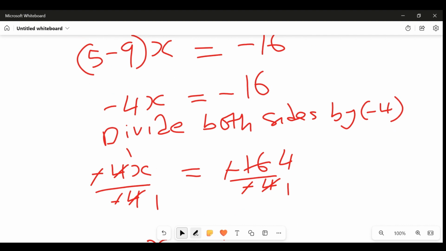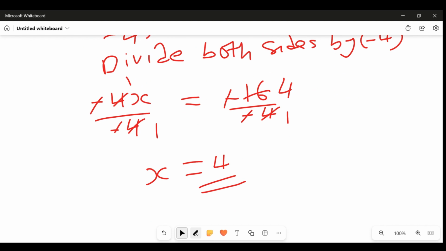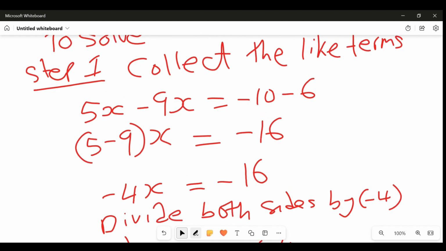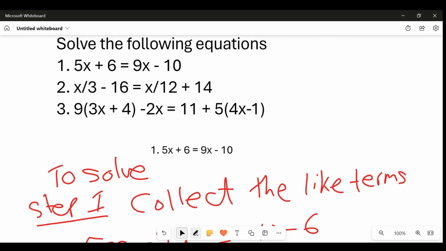So for our x to have a coefficient of 1, we have to divide all through, or both sides, by the coefficient of our x, which is minus 4. So you made the division, you find that your x is equals to 4. And this is the solution to the first part of this question. Now, let's look at the other part of the question.